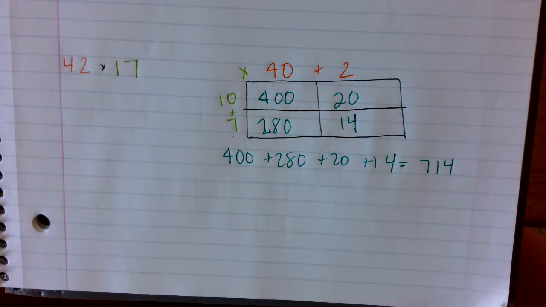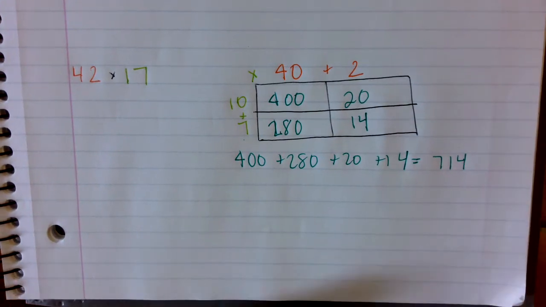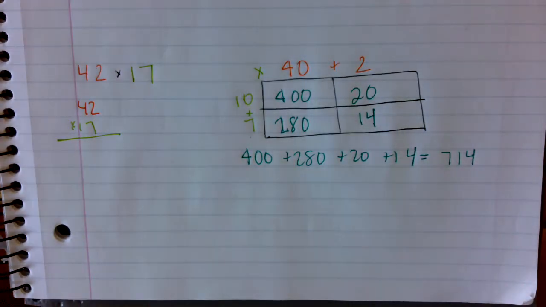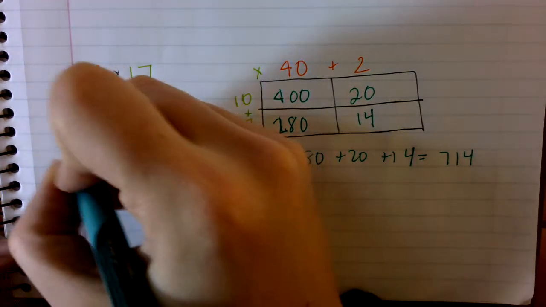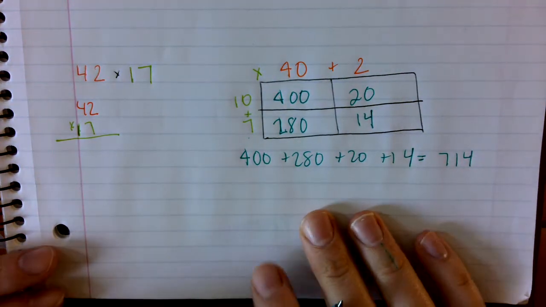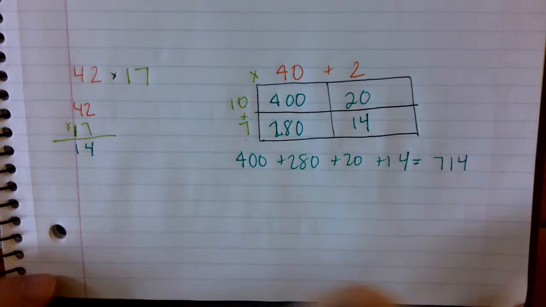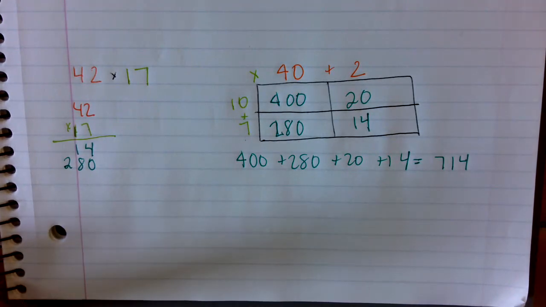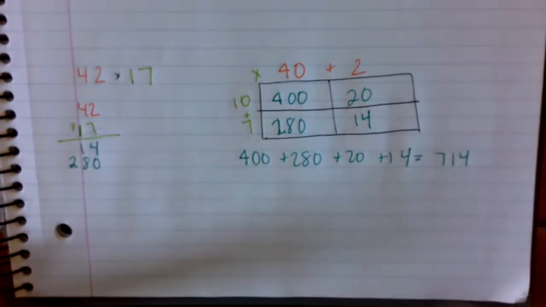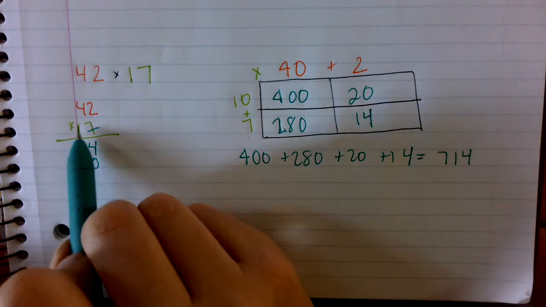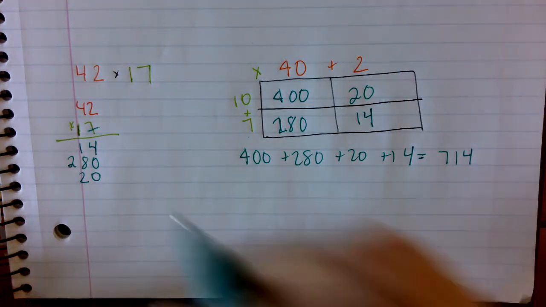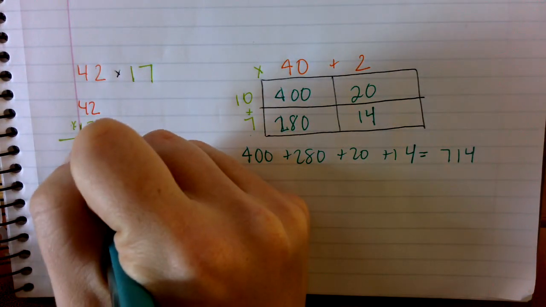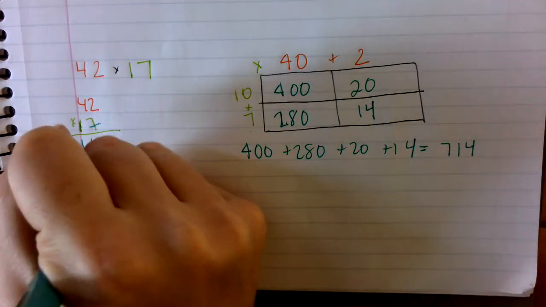Well, let's do it another way. You could do the partial products. With the partial products, you do 42 times 17. If you remember, we take 7 times 2, which is 14. So we have to line up our place values. Then 7 times 40 is 280. Then we mark that off. So then we do 10 times 2 is 20. And 10 times 40 is 400. Add all of that together. 4, 8, 9, 10, 11, 714.